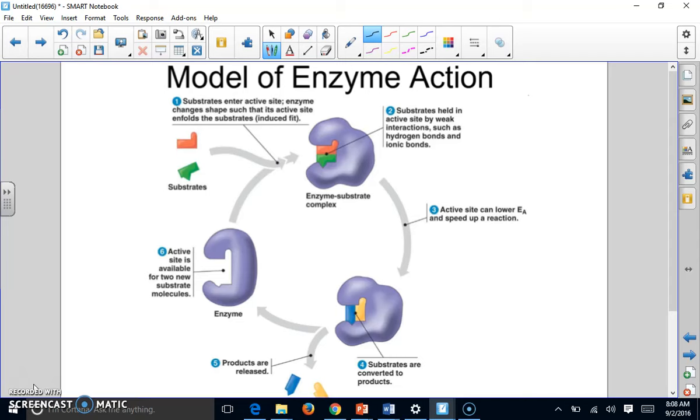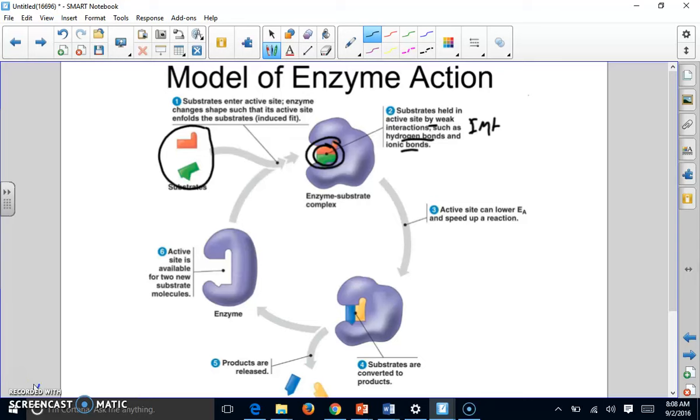So this slide shows the model of how enzymes work. Here we have the two substrates. We're trying to do a dehydration synthesis reaction with them by joining them together. And the first thing that happens is the enzyme finds both of them and places them in the active site. Okay, and again, these substrates are held in the active site by IMFs, so hydrogen bonds, ionic bonds that keep them in the active site.